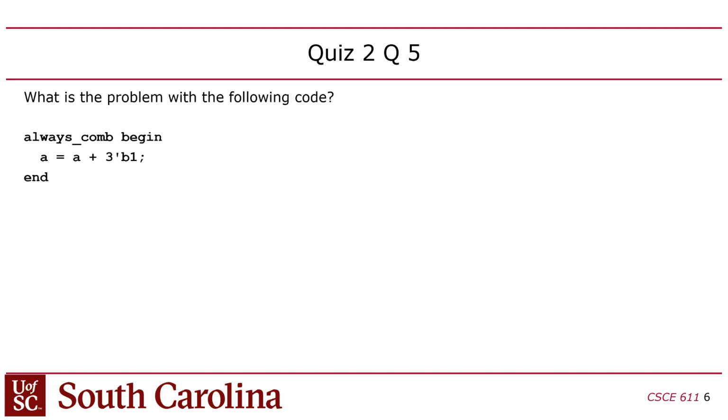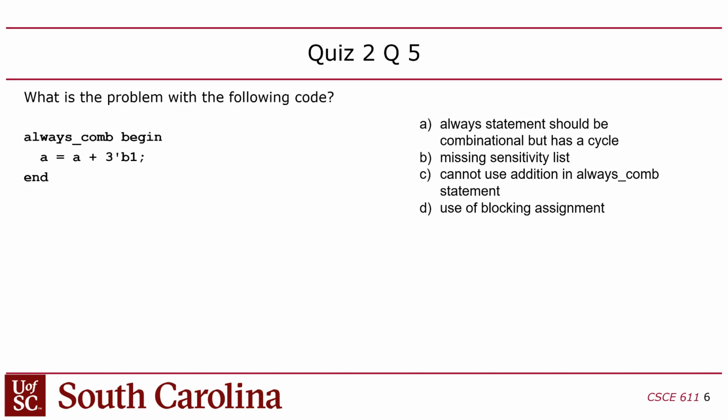Okay, what is the problem with the following code? A equals A plus 1. Okay, so this is something very common. We're just incrementing a variable, right? This shouldn't be a problem, right? But it is a problem because this is a combinational logic, and we have A as both an input and an output.